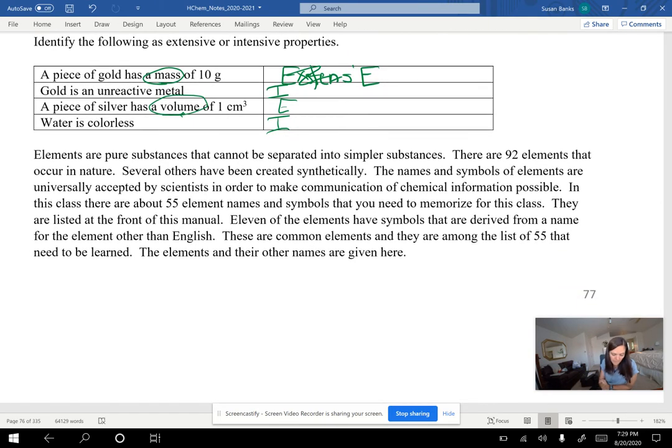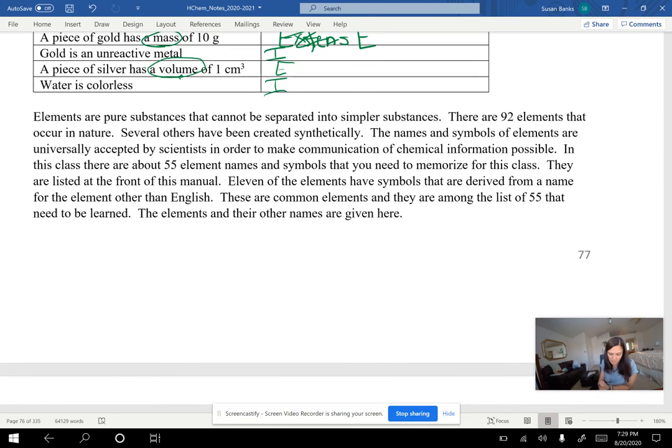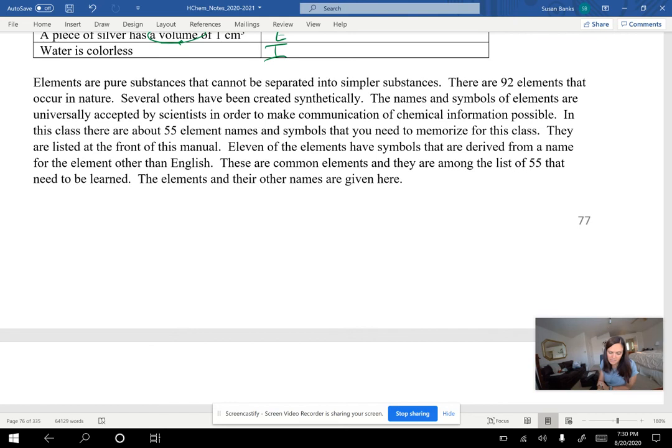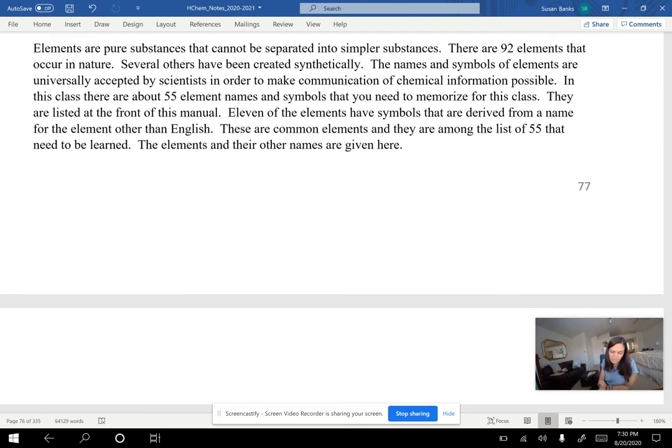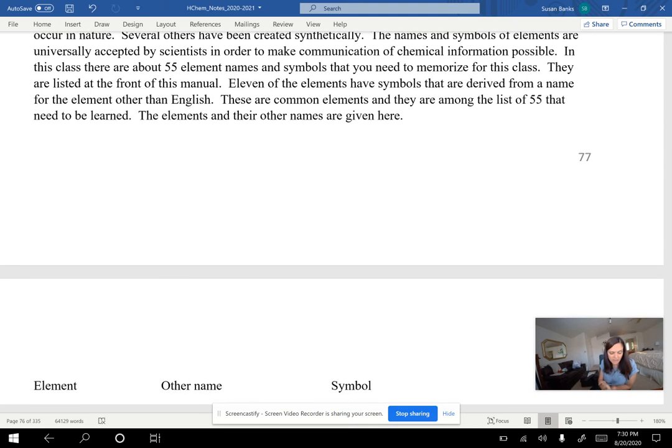All right. Last but not least, elements are pure substances that cannot be separated into simpler substances. There are 92 elements that occur in nature. Several others have been created synthetically. The names and symbols of elements are universally accepted by scientists in order to make communication of chemical information possible. In this class, there are about 55 of those elements and symbols that I want you to know. They're listed in the front of this manual.